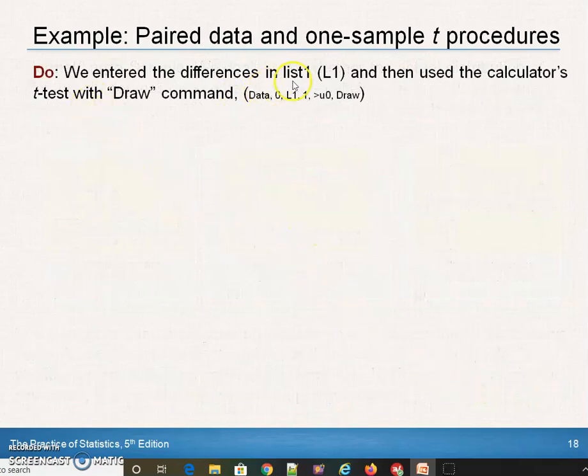Enter the differences in list L1. So you could, if you wanted to, put the placebo and the caffeine in L1 and L2, and then L3 would be your differences. You could do L1 minus L2. But we'll use the calculator's t-test and the draw command.